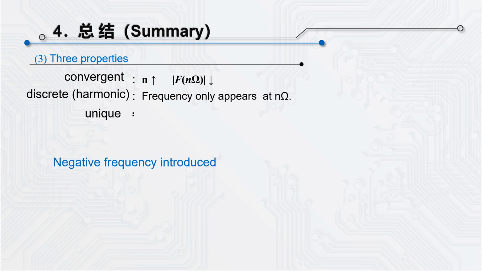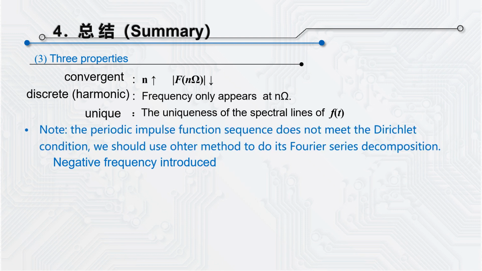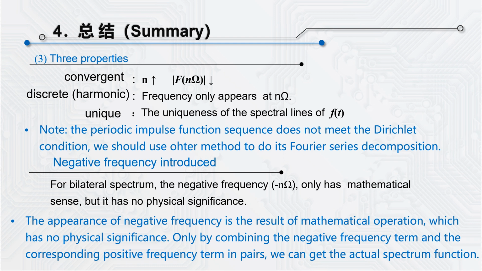In addition, you should notice that the frequency spectrum of a periodic signal has three corresponding properties. First, convergence. That is to say, when n tends to infinity, its spectral coefficient is close to zero. Second, the frequency spectrum of the periodic signal is harmonic or discrete. Its frequency only appears at nω. Third, uniqueness. That is to say, the frequency spectrum of f(t) is unique. Here, you should note, when a periodic impulse function sequence does not meet the Dirichlet condition, we should use other methods to do Fourier series decomposition. We will discuss this point in the following course.